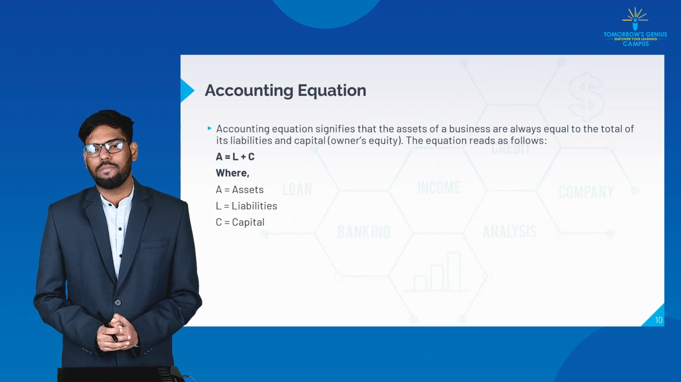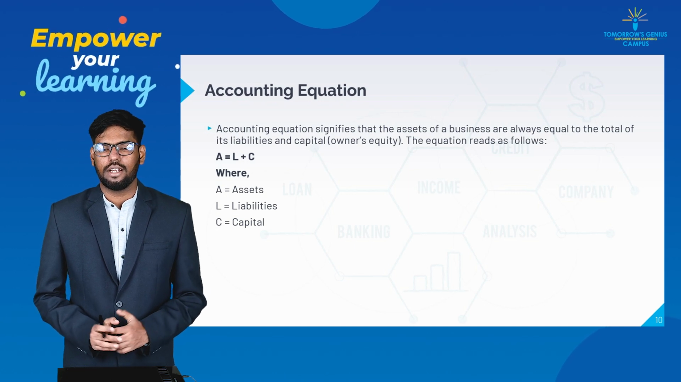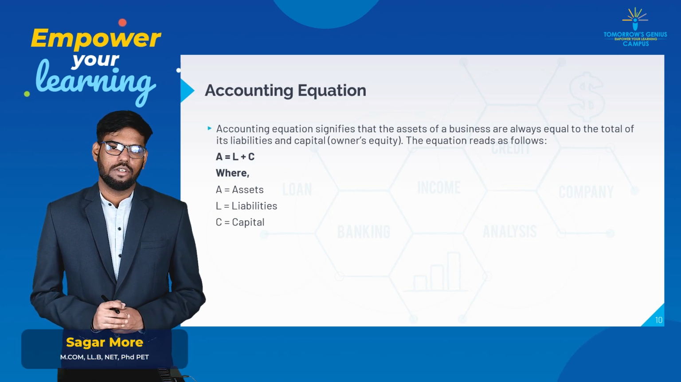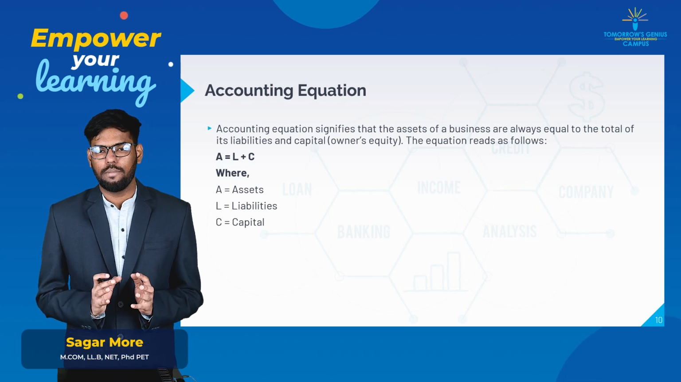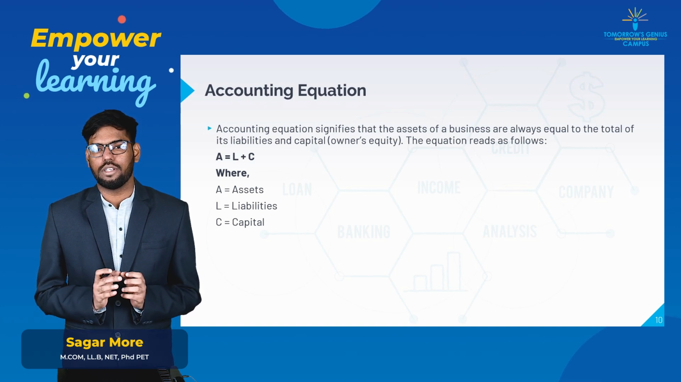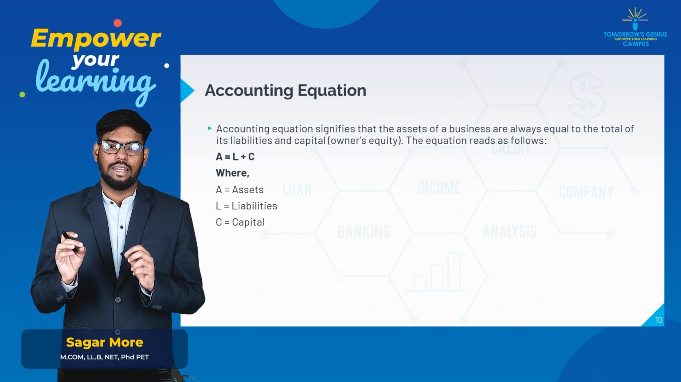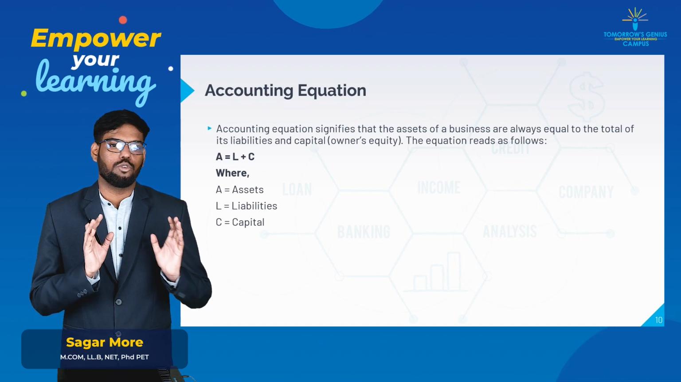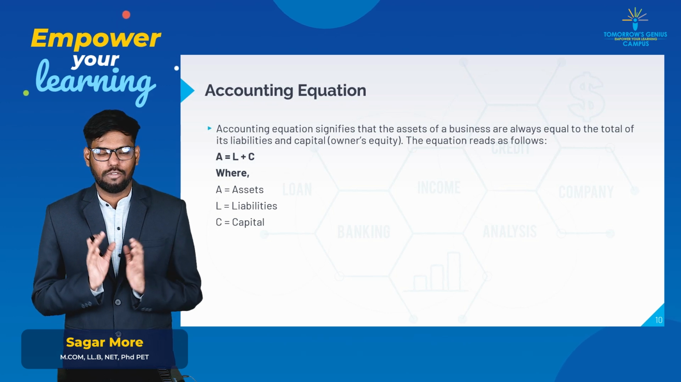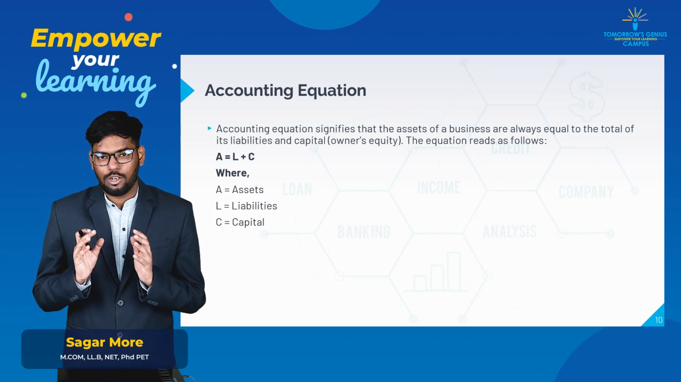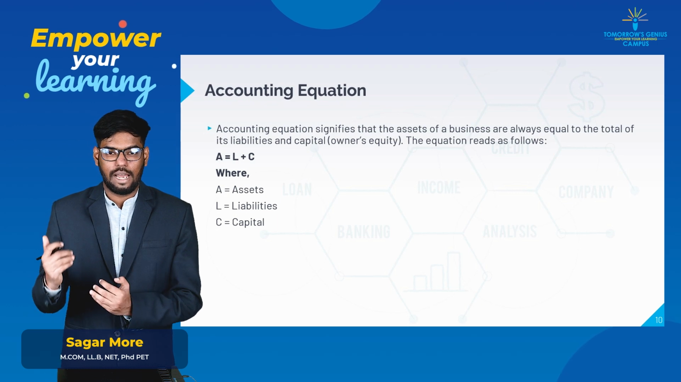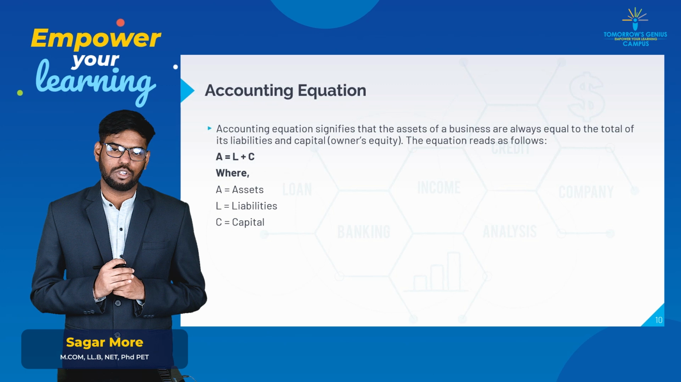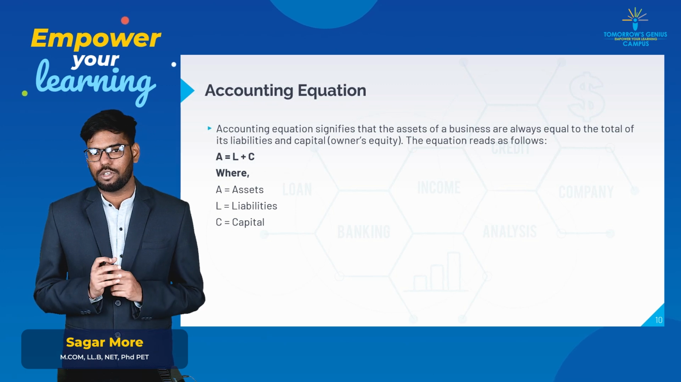The next important concept that we are going to discuss here is the accounting equation. So what is the accounting equation? As per the accounting equation concept, the assets of your business are always equal to the liabilities plus the capital of your business. For example, if you have 5 lakh rupees of assets, your assets are always equal to whatever liabilities and whatever capital you have. That is the accounting equation concept.